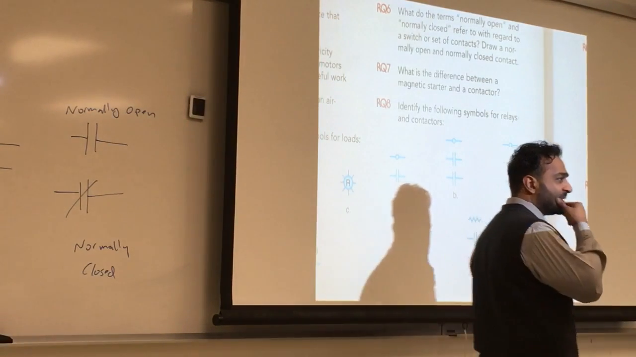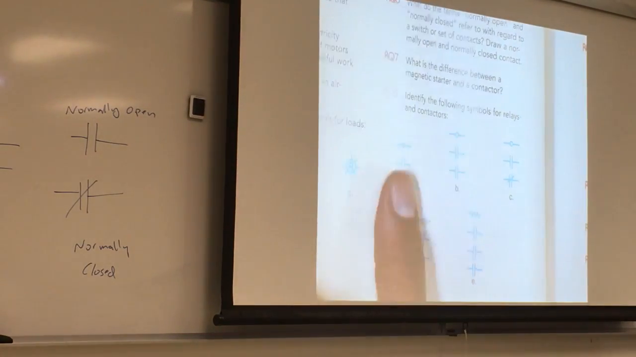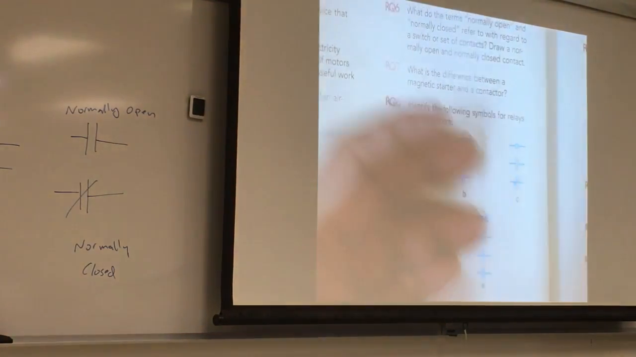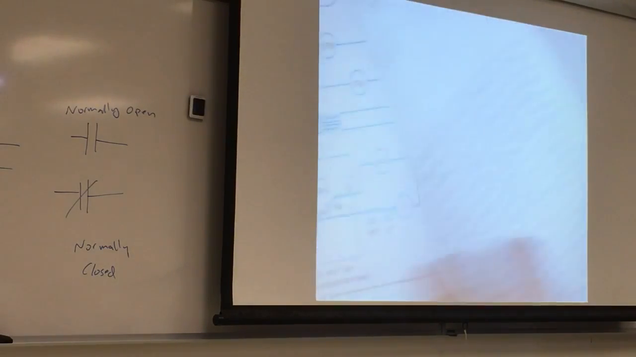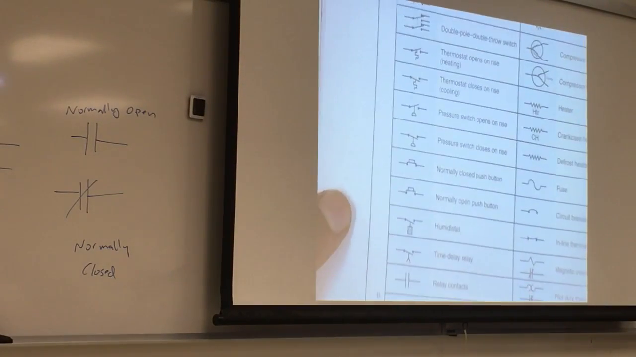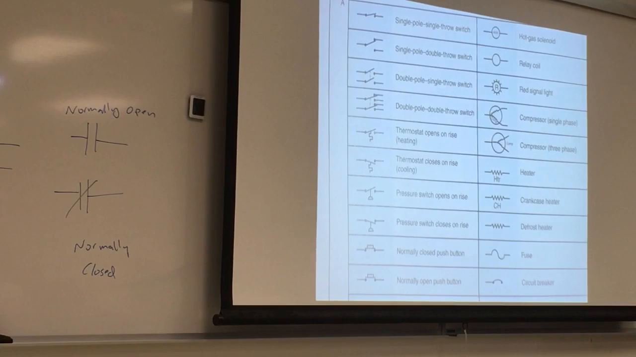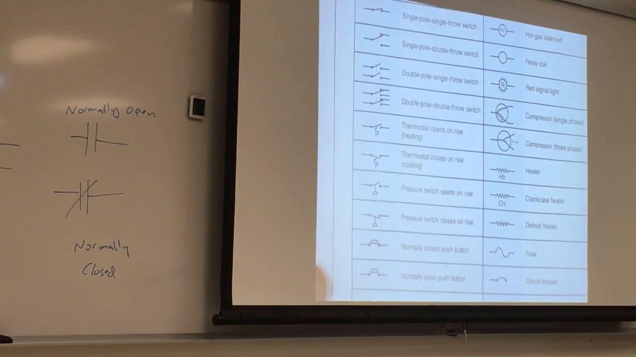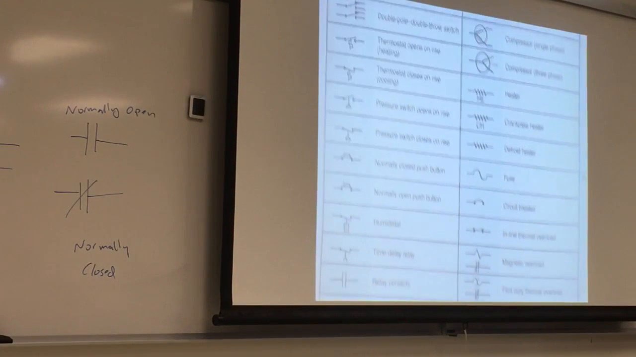Do you have a diagram on Blackboard with all these? What do you say D was? Double pole, double close, right? There's a big diagram here with all of them. If you want to look at page 114, there's a big list of those, and I have some on Blackboard as well.